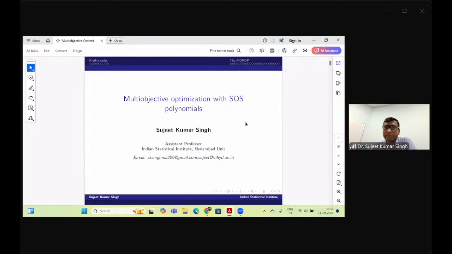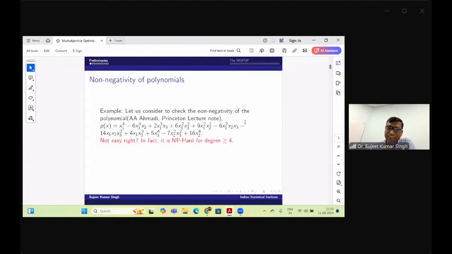Whenever we talk about optimization, many of you might be aware that non-negativity plays a big role in optimization. However, when polynomials are involved in the optimization problem, checking the non-negativity of any polynomial is not so trivial. For example, you might see my screen. There is one polynomial given here, p(x1, x2), x1 to the power 4 minus something. So this is a 4-degree polynomial in two variables. Just observing this polynomial, one can easily say that finding its nature, whether it is negative, non-negative or positive, is not trivial.